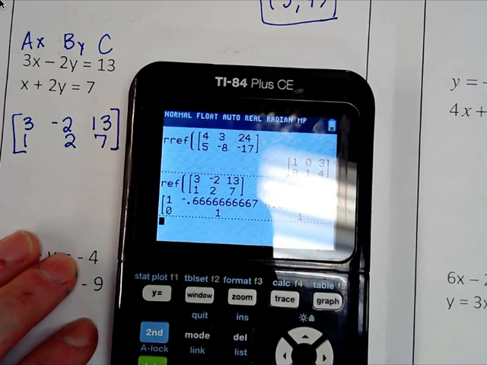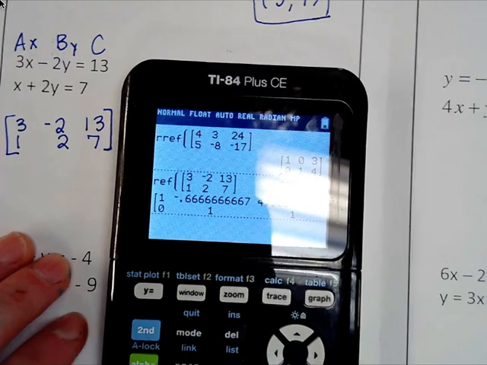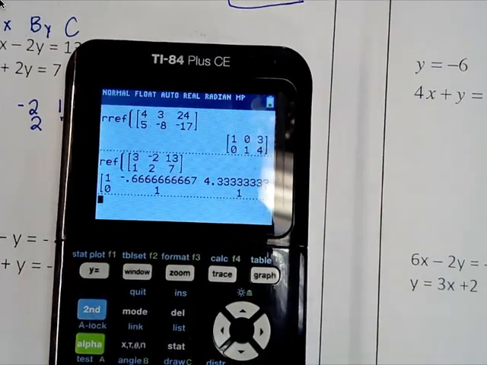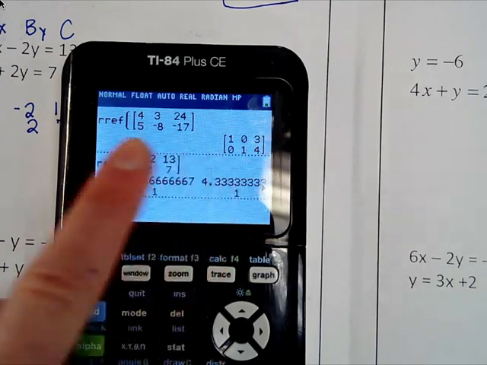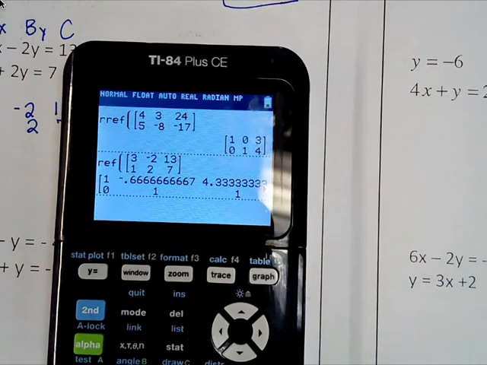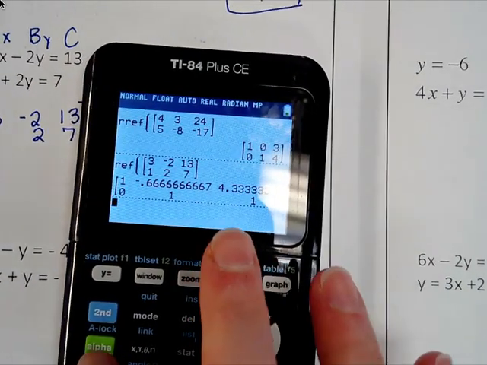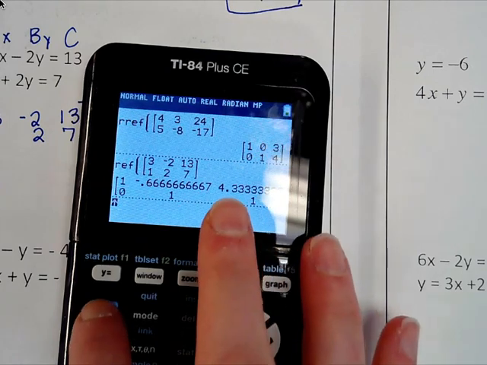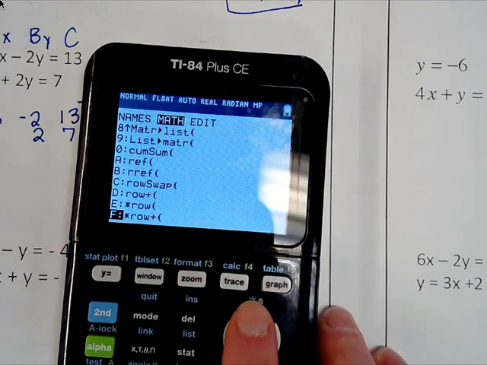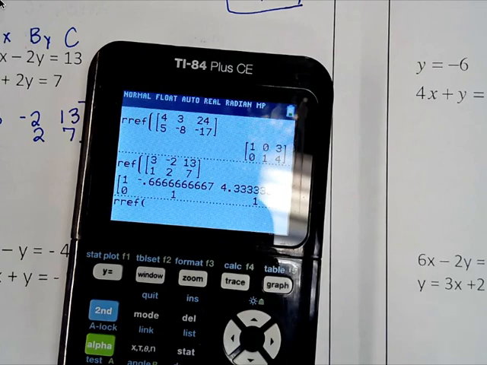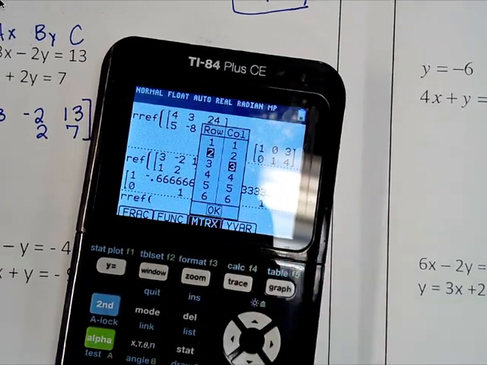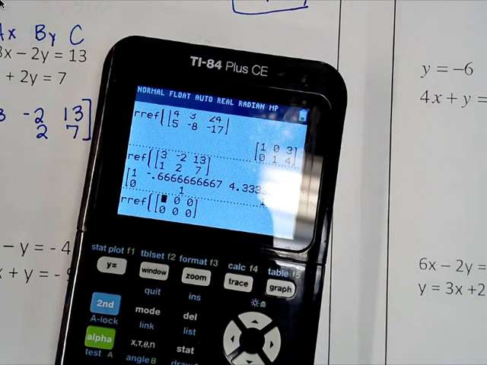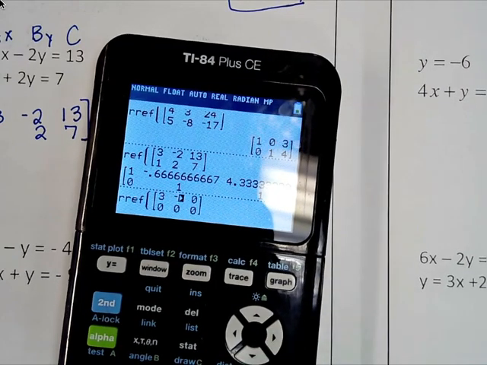Did I do something wrong? Oh, look at that. I selected the wrong one because it's not all the way reduced. See how it isn't 1, 0, a number? It didn't reduce it all the way. So I got to do it again. How many of you think I did that on purpose? You do. Yes. I didn't do it on purpose. It's easy to select the wrong one. Yeah, it is. But it was a good learning experience, right?